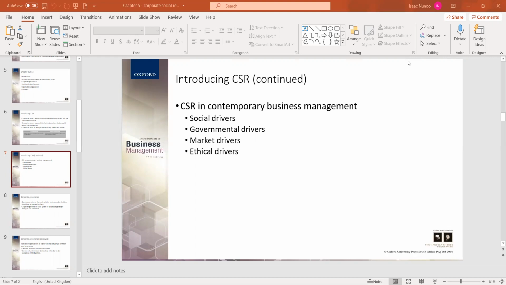We can also talk about the market drivers. In terms of the market drivers, we should know that corporate social responsibility can be good or bad for a company. It affects the cost of the company. If you want to avoid fines, that is one way you increase your cost as a business entity. So your market environment is also important, and you tend to avoid legal costs.